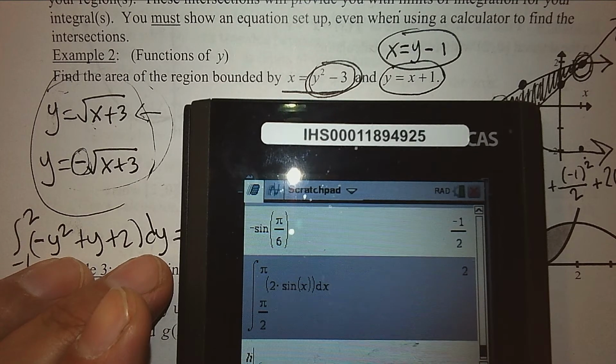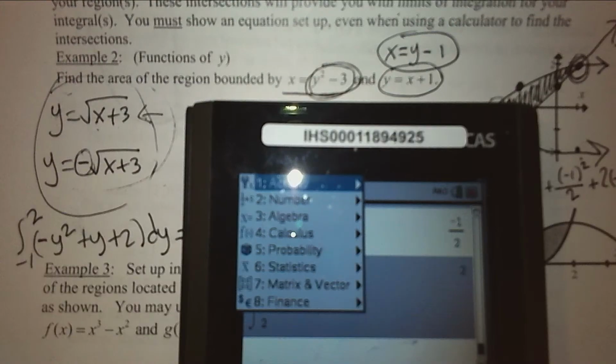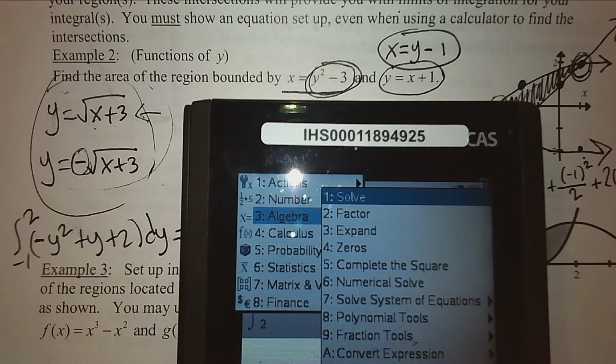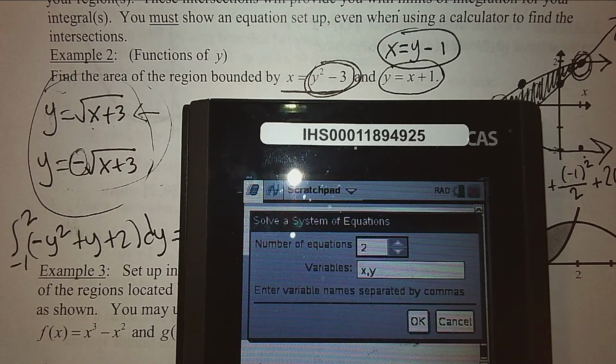Let's try it again. So let's go to Menu. Let's go to Algebra, which is 3. Let's go to 7, solve the system, and then 1. So it's solving the system. How many equations do we have? 2. What are the variables? X and Y. So we could change that if we wanted to.